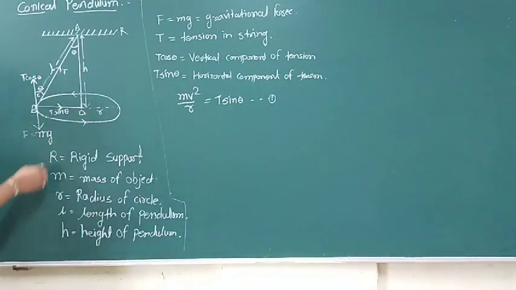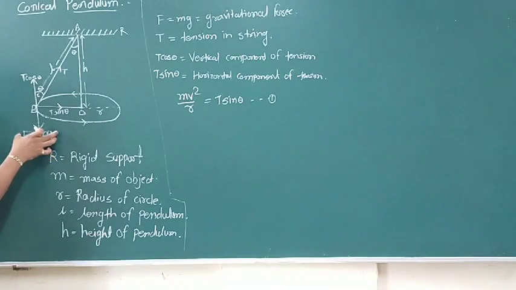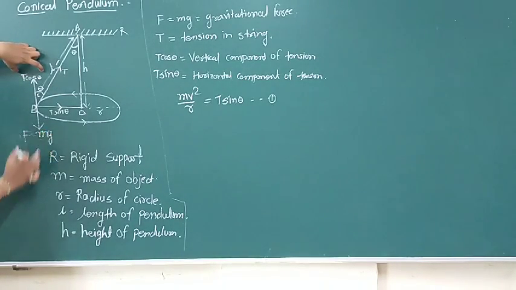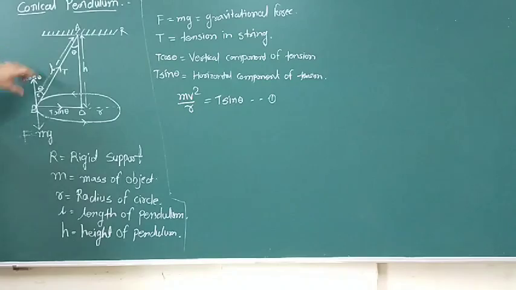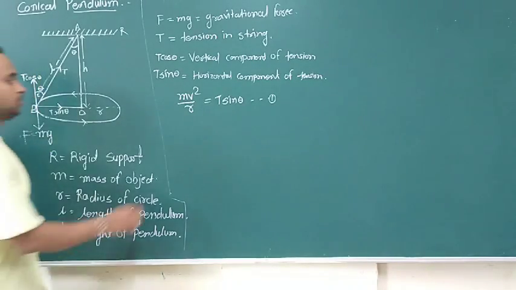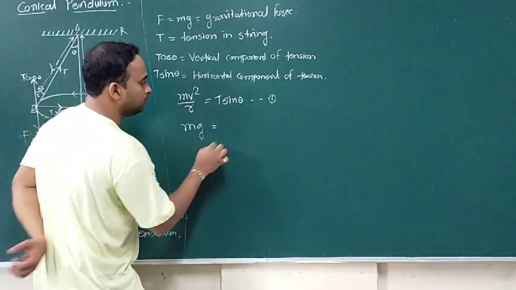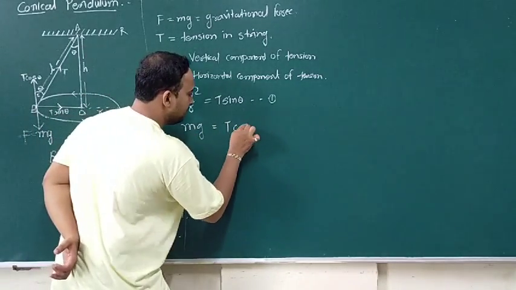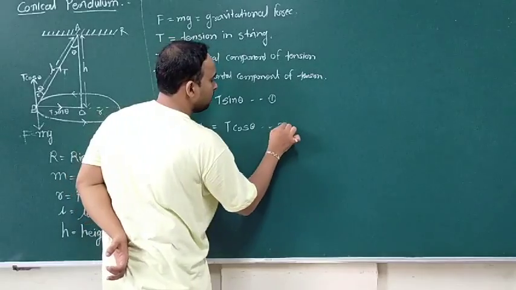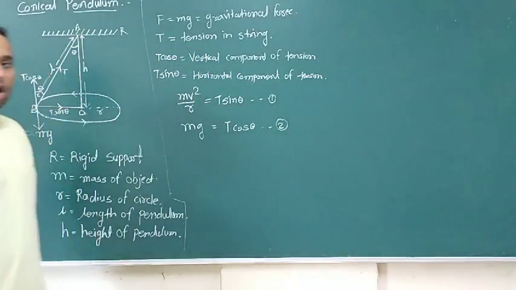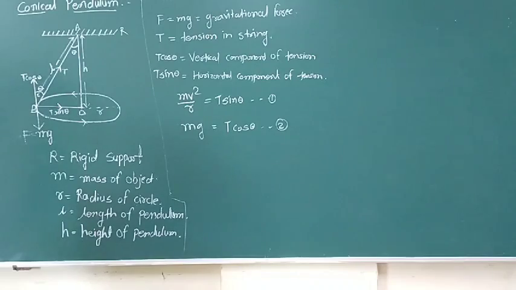Now see here, the gravitational force, that is mg, is balanced by the vertical component of tension. So mg, the gravitational force, is balanced by T cos theta, that is the vertical component of tension. This is equation number 2.